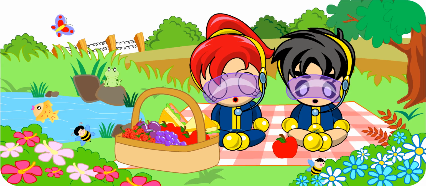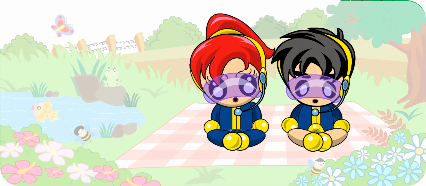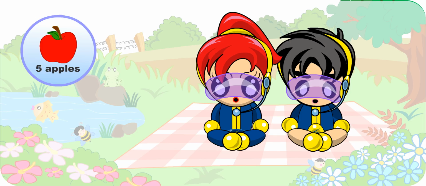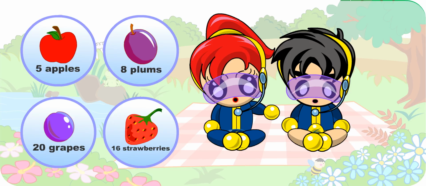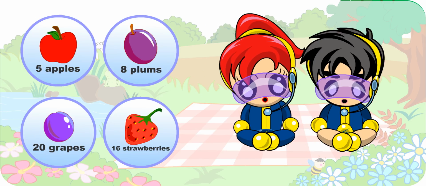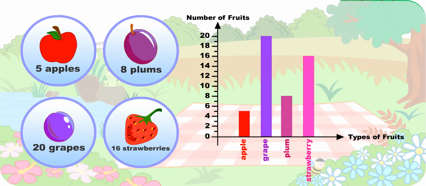Wait a minute, children. Before you prepare your lunch, use a bar graph to show the number of each type of fruits which you are going to use for your salad. No problem. Let's see. We will be using 5 apples, 20 grapes, 8 plums, and 16 strawberries. I can display the number of each type of the fruits we are using on a vertical bar graph like this. Good job, Turbo Girl. Now, Turbo Boy, can you tell me, by looking at the graph, which type of fruit Turbo Girl is using the most in the salad?